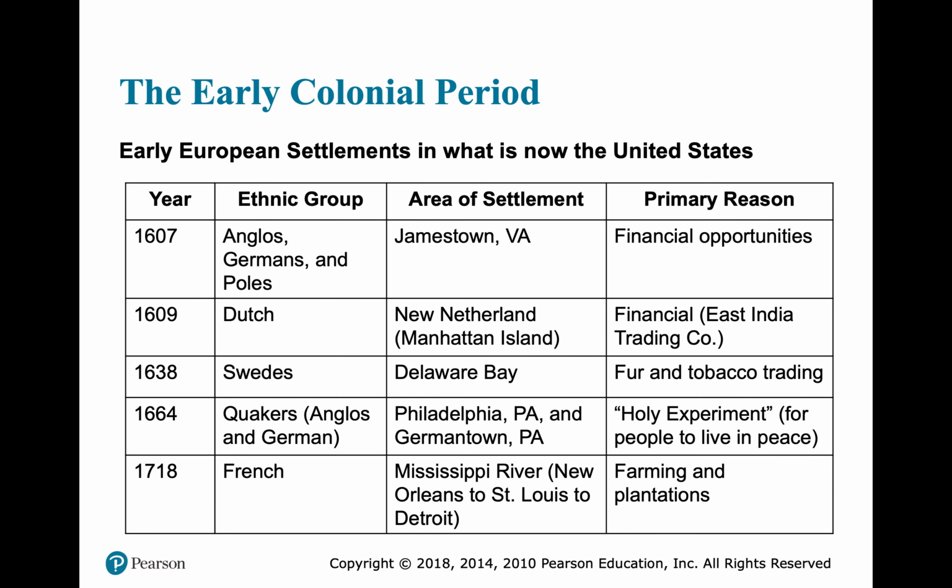Okay. So here is a nice chart that shows which groups came, when, and where they settled, and why they came. So first off, we have the Anglos, Germans, and Poles, and they came for financial opportunities. Then you have the Dutch, who came for, once again, financial opportunities. Swedes came a little bit later, for fur and tobacco trading. Quakers, so Anglos and Germans, came in 1664 for the Holy Experiment, so for people to live in peace. And then the French came for farming and plantations. So this is the early colonial period.